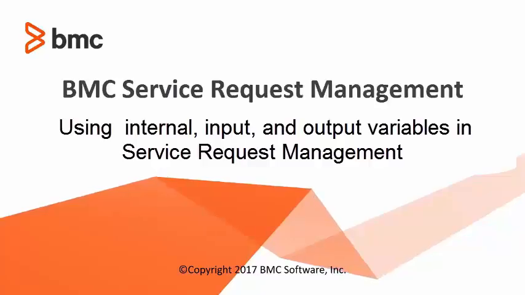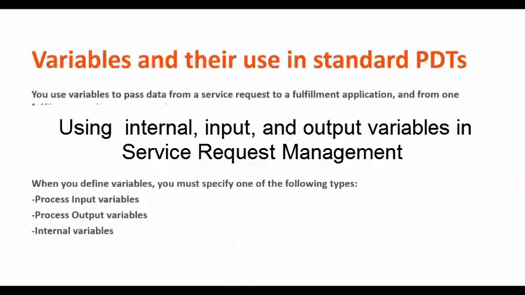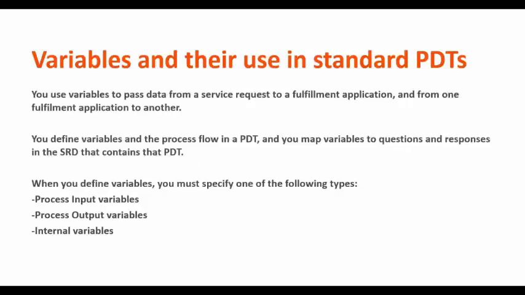This video is going to give you an overview of how to use internal, input and output variables in SRM. In Service Request Management, you can take user's responses to the questions and pass them to the backend fulfillment application such as change, incident or work order. In order to do that, you can expose the field in your AOT, map it to the variable in your PDT, and that variable can be mapped to the question responses in your SRD.